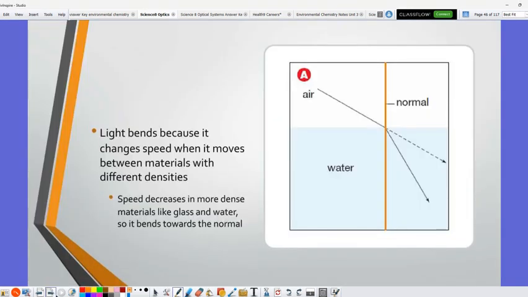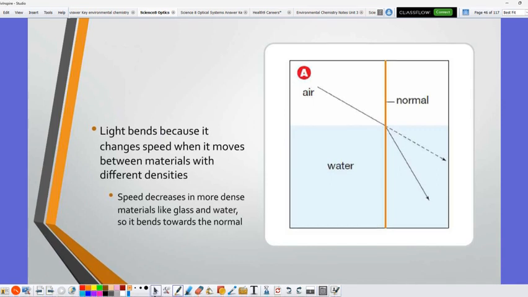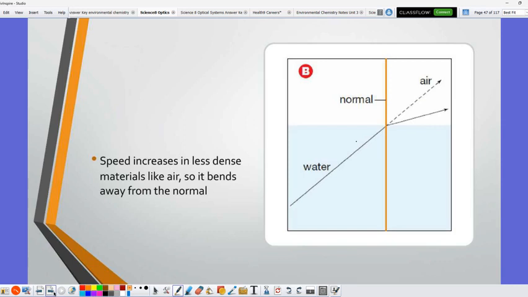And light bends because it changes speed when it goes between materials with different densities. Okay, so speed decreases in more dense materials like glass and water compared to air. So in those cases, you go from air towards this, and you can see it bends towards the normal. Light is coming towards here, and it hits the water, slows down. In this case, it bends towards normal. And the speed increases in less dense material like air, so when it goes from water into air, it bends away from the normal.